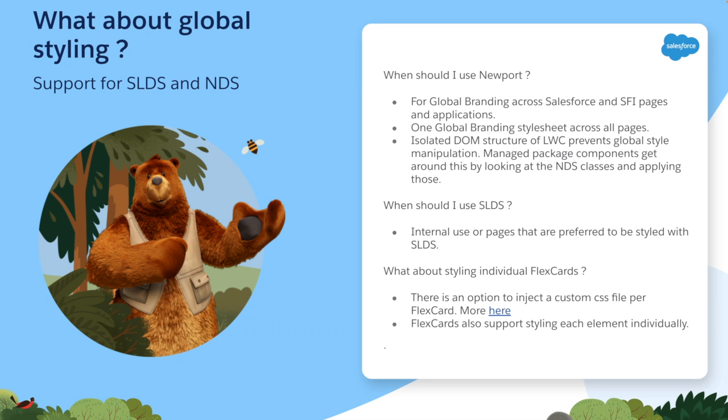And finally, we often get asked the question, what about individual FlexCards, right? I might want to do a particular style change on a particular card. There is an option to inject your own CSS file on card level, and that is documented on our website. And of course, you could apply conditional styles to different elements within your FlexCards.